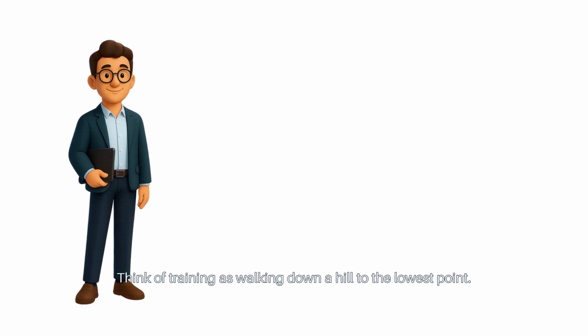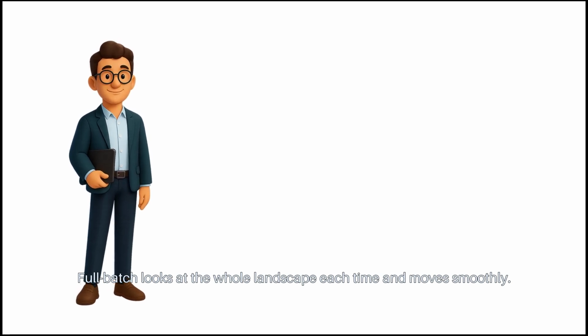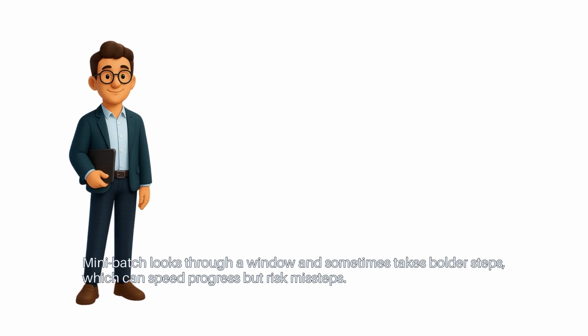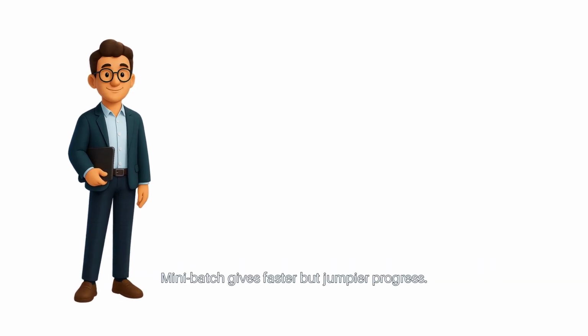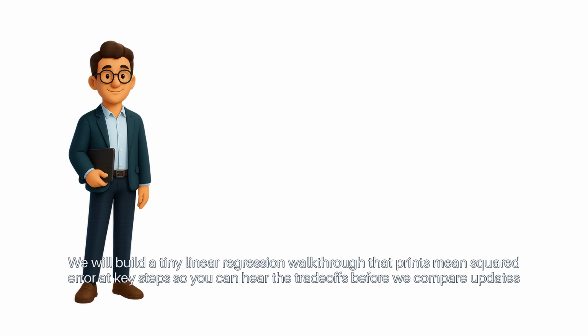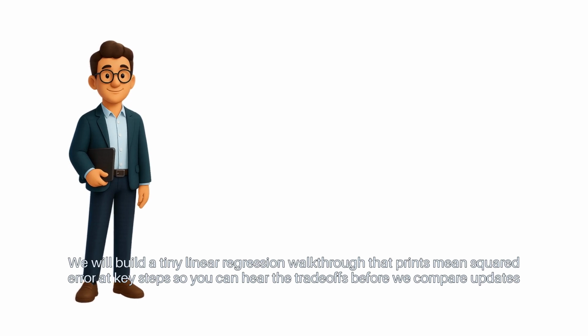Think of training as walking down a hill to the lowest point. Full batch looks at the whole landscape each time and moves smoothly. Mini batch looks through a window and sometimes takes bolder steps, which can speed progress but risk missteps. On a small toy line that follows y equals 2x plus 1, full batch gives clean, precise updates. Mini batch gives faster but jumpier progress. Both can reach the same place if you tune learning rate and batch size. We will build a tiny linear regression walkthrough that prints mean squared error at key steps so you can hear the trade-offs before we compare updates numerically.